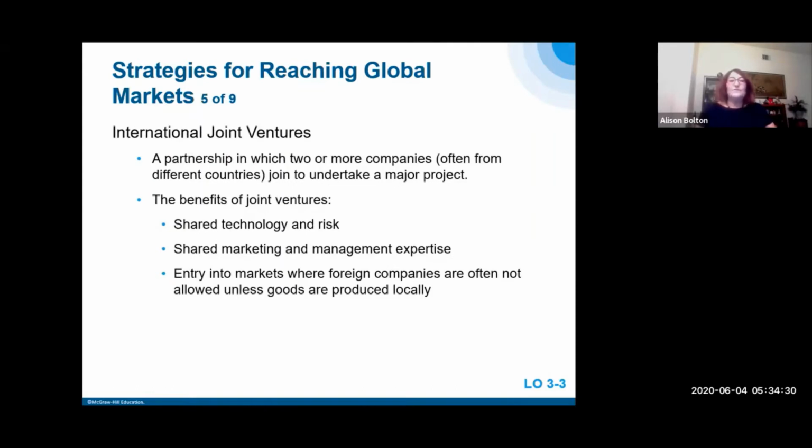International joint ventures, bringing two or more companies together. Usually we're talking about different countries. One of the most well-known ones is Toyota, and I'm trying to remember the other automobile organization that came together with Toyota. Mercedes and Volvo ventured together, a joint venture. That's a better one. And there's great benefits, but there's also some risk. One of the benefits is sharing expenses for technology, you also share the risk.